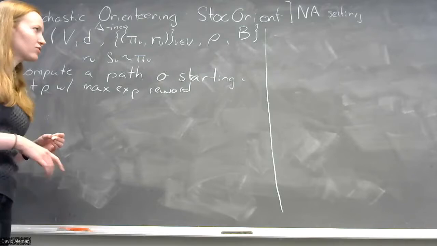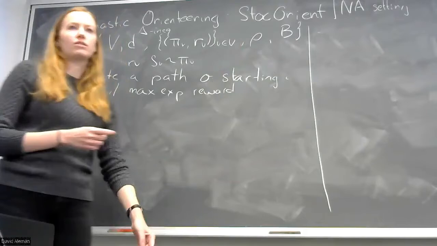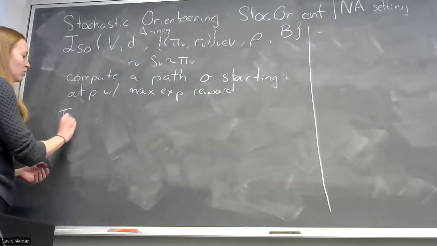We want to find a path starting at the vertex rho. We're looking at the non-adaptive setting, so we'll just follow this path and keep processing the jobs we reach until we reach the budget B. If we're in the middle of processing some job, we don't get the reward for that job. Okay, and today we're looking at a constant factor approximation for this.